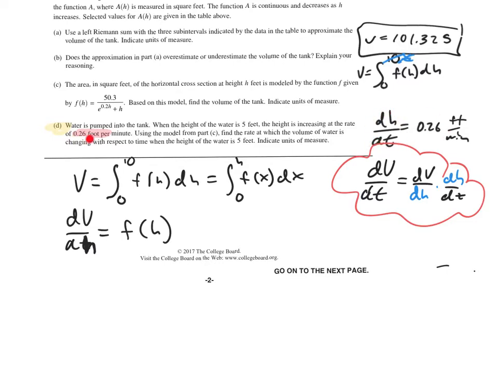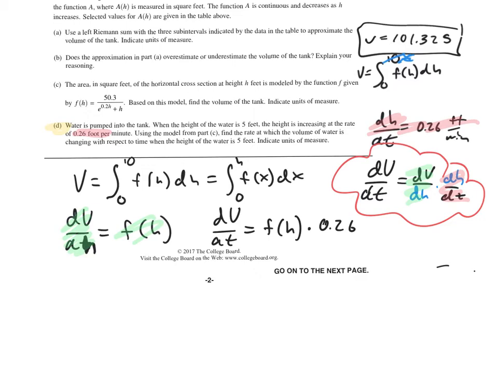They told me in this problem that 0.26 feet per minute is the rate at which my height is increasing. So that's dH/dt. There's my dH/dt. I'm going to plug that in for there. And I just found dV/dh. So the thing that I want to find is simply f of h, dV/dh, times dh/dt, 0.26. So let me write this out now with what we know. We now know that dV with respect to time, the change in volume with respect to time, is dV/dh, which we now know is simply the same thing as f of h, times dh/dt, which we also know is the same thing as 0.26.